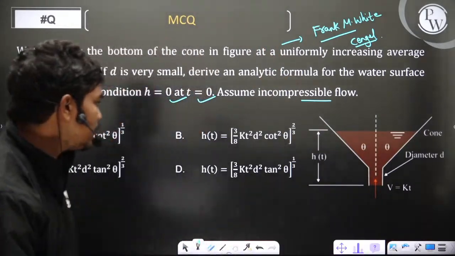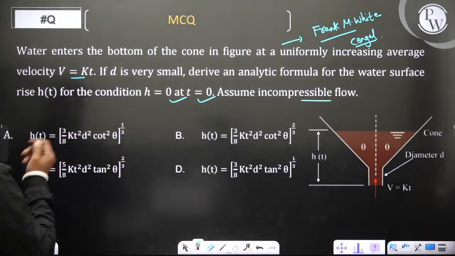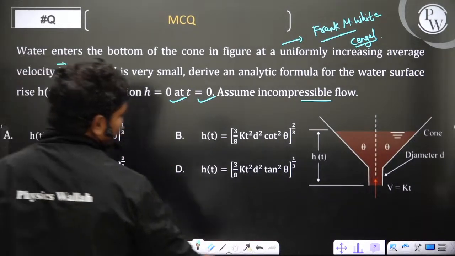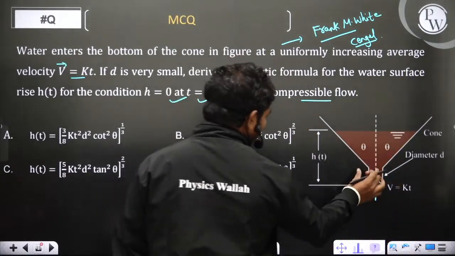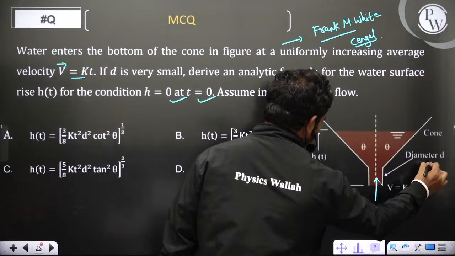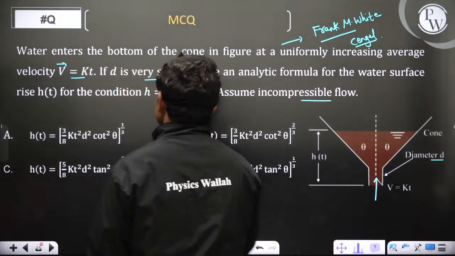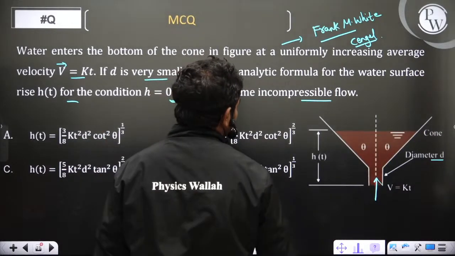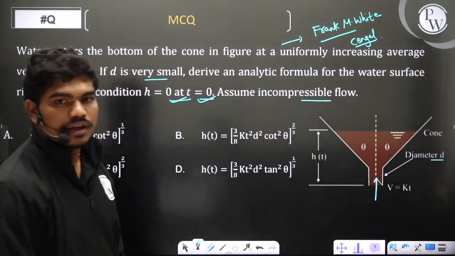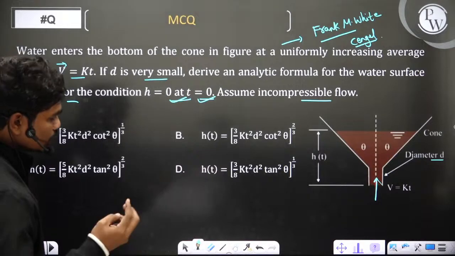So anyway, we'll see. Water enters the bottom of a cone in the figure at a uniformly increasing average velocity V equal to Kt, meaning the velocity at which the fluid is coming in is increasing with time. If d is very small, this is d, they have given you the diameter d, which is very small. Initially at height h equal to 0, t equal to 0, derive a formula for h of t. Now by looking at this question, definitely some of you can say that one or two options can be eliminated.